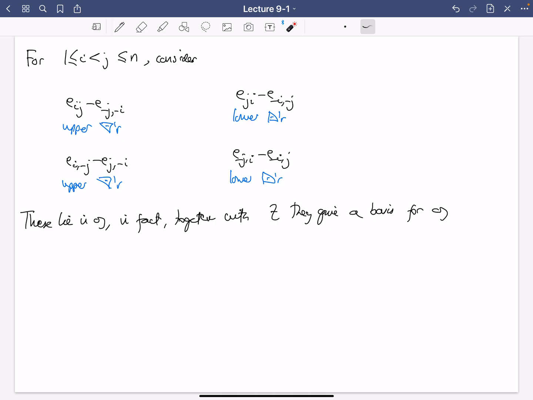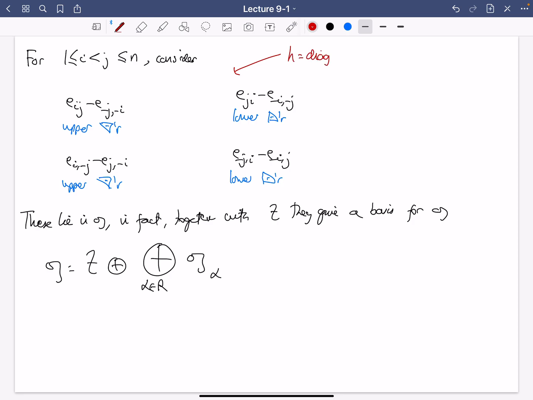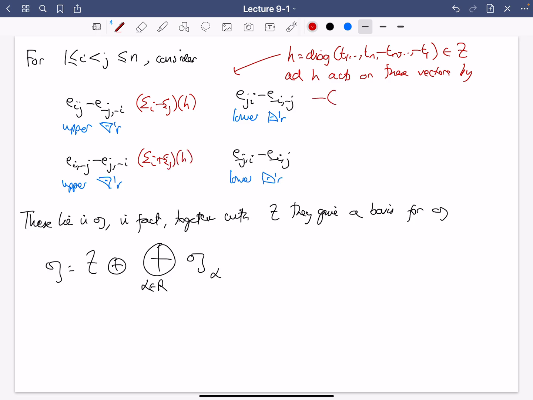So what you actually deduce is that the Lie algebra G is the toral subalgebra T, together with the direct sum of the spans of all of these, with alpha in R. Let me take H being one of these diagonal matrices in T. Then ad H acts on these vectors as epsilon i minus epsilon j of H in this case, and in this case as epsilon i plus epsilon j of H. And here these are minus those: minus epsilon i minus epsilon j of H, and minus epsilon i plus epsilon j of H. So this basis that I picked is actually a basis of weight vectors for this action of our toral subalgebra.